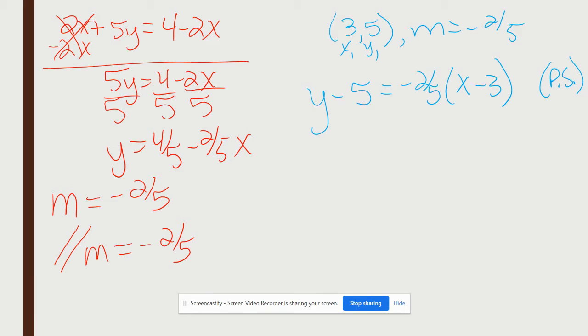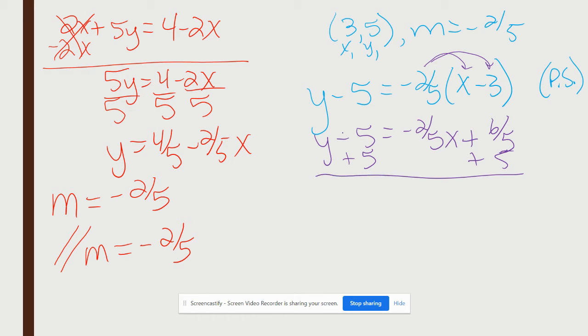To find slope-intercept form, we're distributing and then adding this 5 to the other side. So 6/5 plus 5 is 31/5. So this is slope-intercept form.